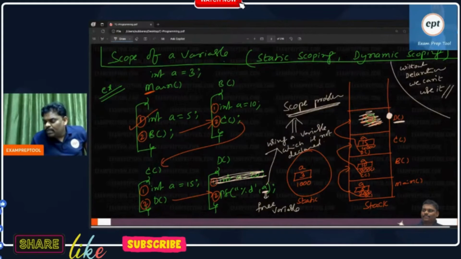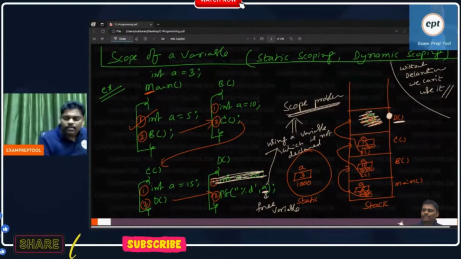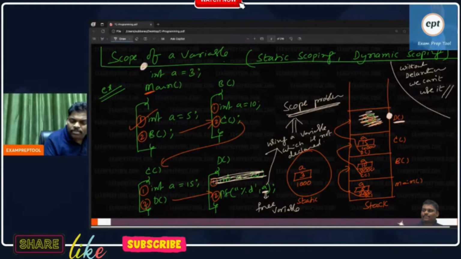You cannot use any variable without declaration. If you are doing that, the variable is called a free variable, because I don't know from where it came. No local variable, from where it came, I don't know. So it is a free variable. This problem is called the scope problem. That is the reason. Can you see the topic name? Scope of a variable. That is the reason the topic name is called scope of a variable.